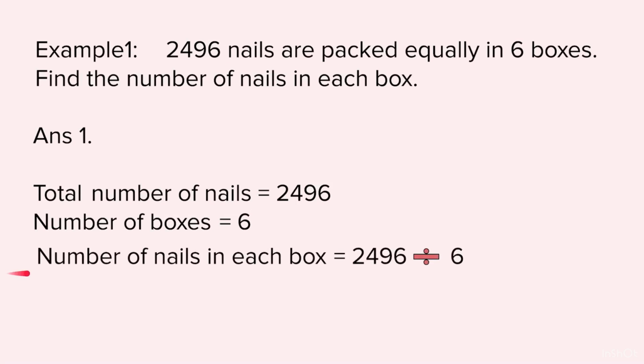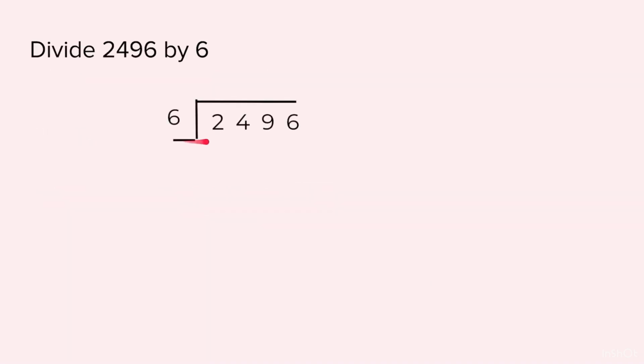So you will write number of nails in each box, or you can also write number of nails in one box. Both are correct. Then to find the nails in one box, they have given in 6 boxes, we have 2496 nails. So in one box, we will have 2496 divided by 6. To divide, you will make the division symbol, write 2496 inside, 6 on the outside. Then we will take first 2 digits because 2 alone is smaller than 6. So we have to take the first 2 digits, 24. Then we'll see how many times does 24 come in the table of 6.